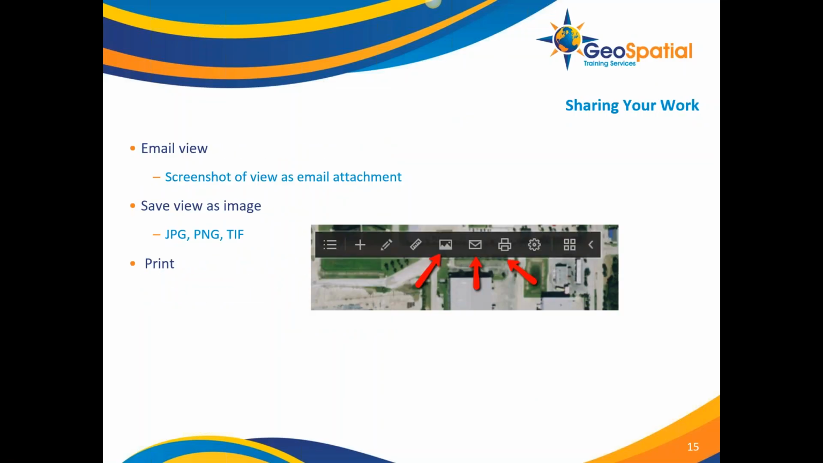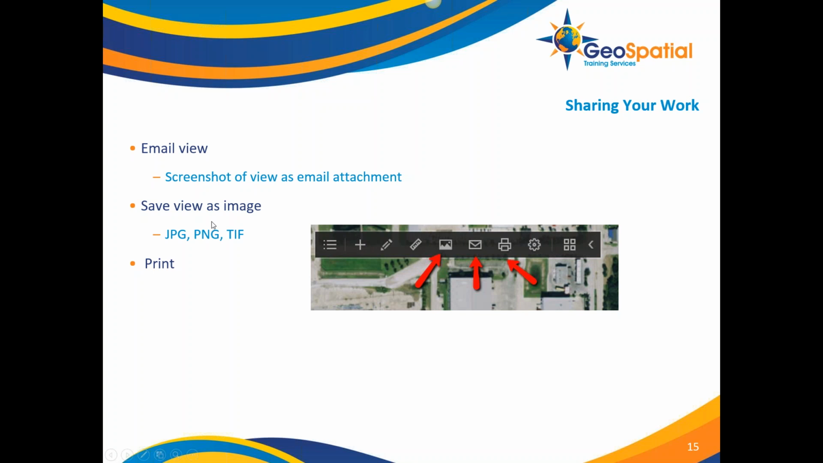In terms of sharing your work, there's a couple things you can do here. There's an email button in the center. This allows you to take a screenshot of your current view and automatically send that screenshot as an email attachment. Now the email attachment is going to be basically just a screenshot, right? So it's going to be an image file of some type. When the end user receives your email, they're going to be able to visualize what you have sent them, but they're not going to be able to interact with the data in any way.